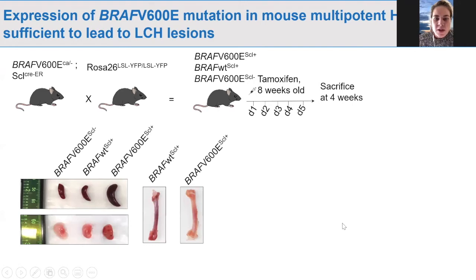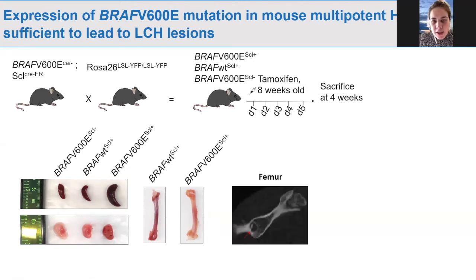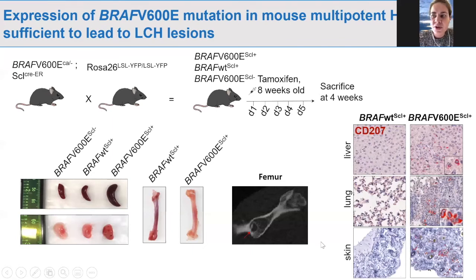And so basically the BRAF-V600E animals developed organomegaly, bone marrow aplasia, next slide, granuloma in the bones, and next slide, by immunohistochemistry, we could confirm the presence of CD207 positive myeloid cells in every tissue we examined, like the liver, the lung, and the dermis. Next slide.